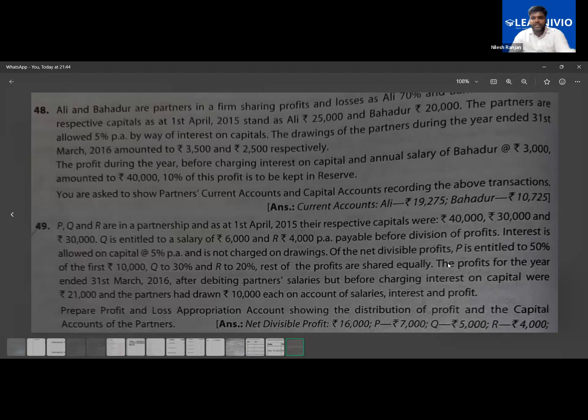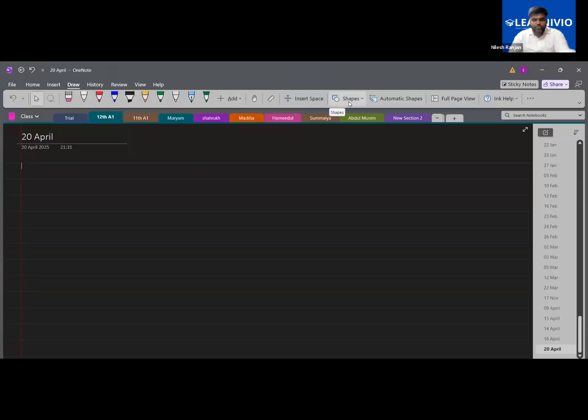Of the net divisible profit, P is entitled to 50% of the first 10,000, Q 30%, and R 20%. We have done this type of issue. The rest of the profit are shared equally. The profit for the year ended 31st March 2016 after debiting partner salary, but before charging interest on capital were 21,000, and partners had drawn 10,000 each on account of salaries, interest, and profit. Prepare profit and loss appropriation account showing the distribution of profit and the capital account of partners. So, first of all, we have to prepare two things here in this question. One, profit and loss appropriation account.